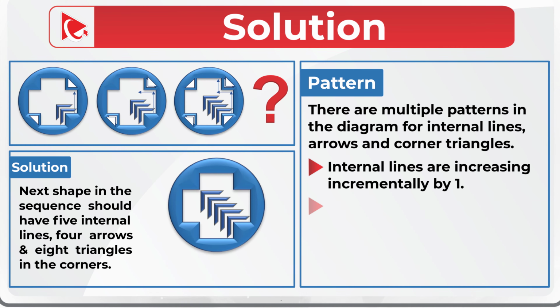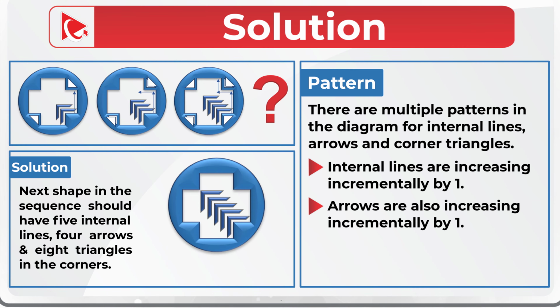Arrows are also incrementally increasing by 1. We see that the first object has 1 arrow, second object has 2 arrows, and then the third object has 3 arrows, which means that the next object in the sequence should have 4 arrows.